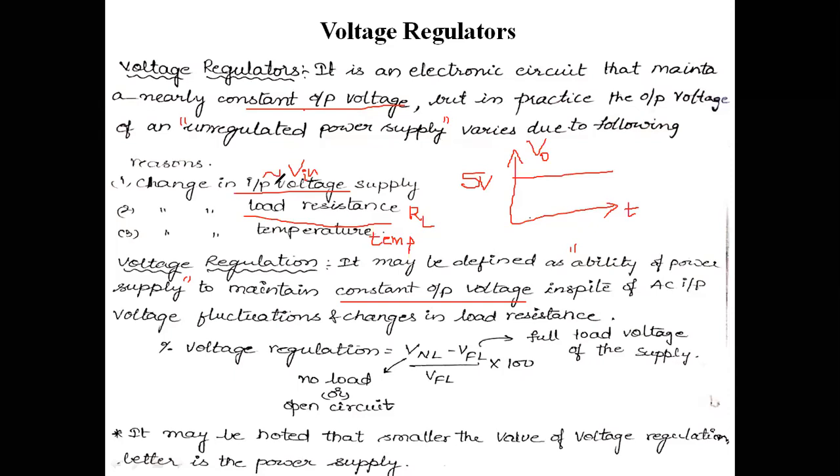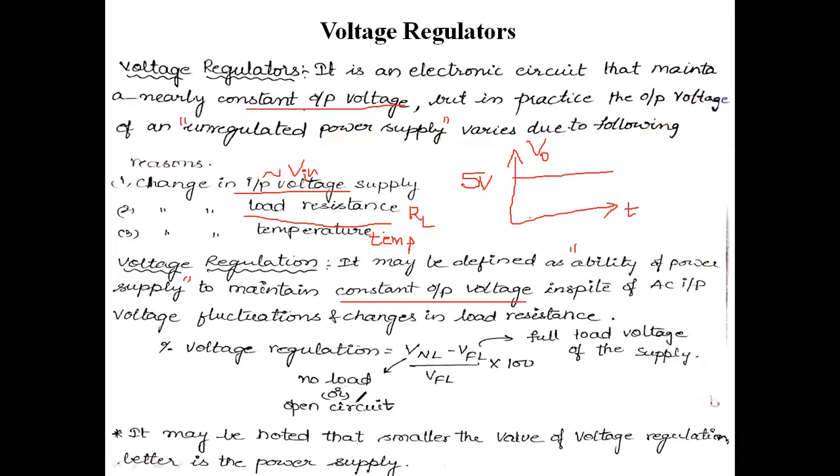Even when these three variations occur, we are supposed to get constant output voltage. That is the main motto of this voltage regulation. And percentage voltage regulation is given by (V no load minus V full load) by V full load into 100. This is one type of formula.